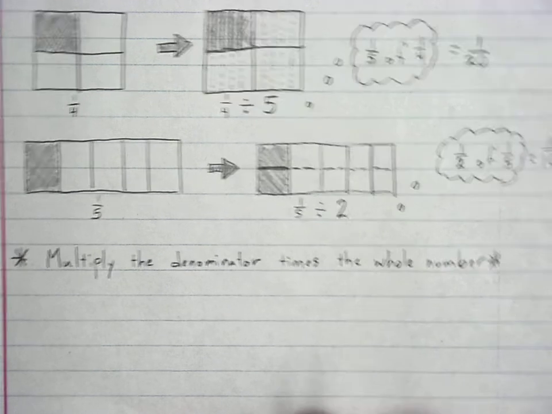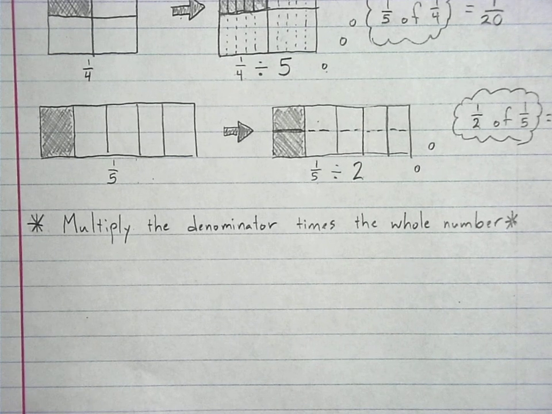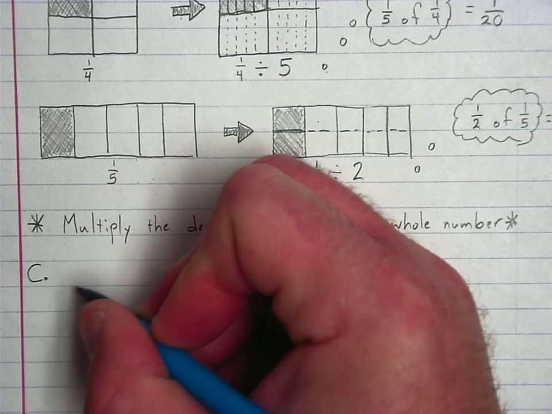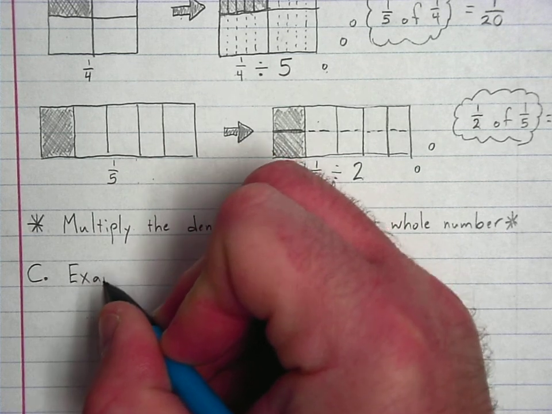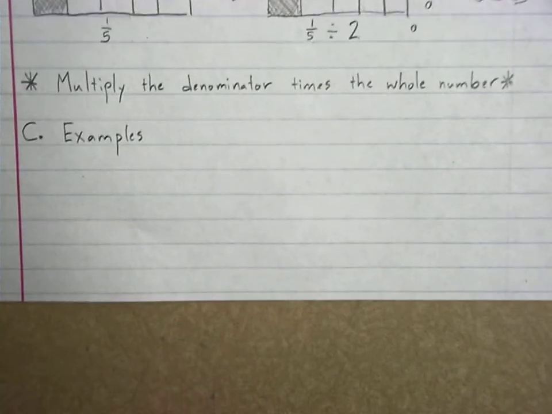This is if you are dividing a unit fraction divided by a whole number. If the whole number's first, it works differently. We saw that yesterday. But if you are dividing a unit fraction by a whole number, multiply the denominator times that whole number. Now let's do our examples. Keep that in mind. Multiply the denominator times the whole number.